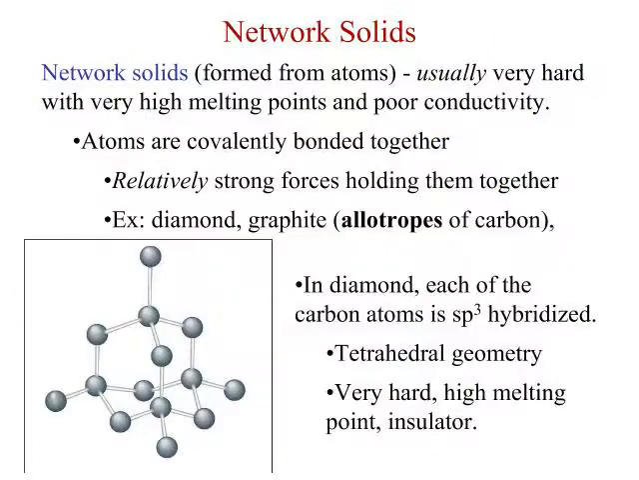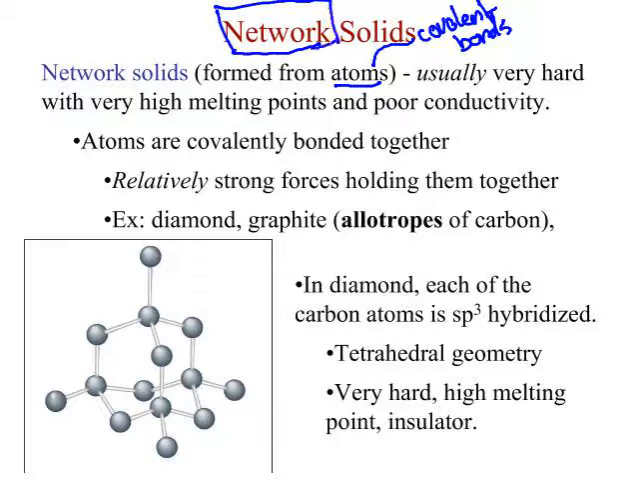The next class are network solids. Network solids are formed from atoms held together by covalent bonds. So, what do we call a group of atoms held together by covalent bonds? The answer to that question would normally be a molecule. So, a network solid, which is a network of atoms held together by covalent bonds, really is like one big molecule. Basically, that's what they are.